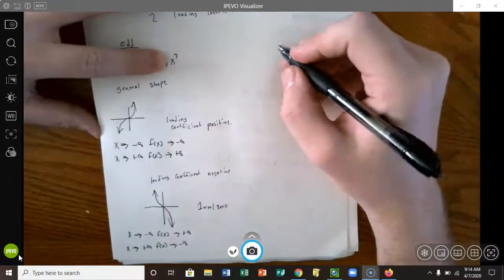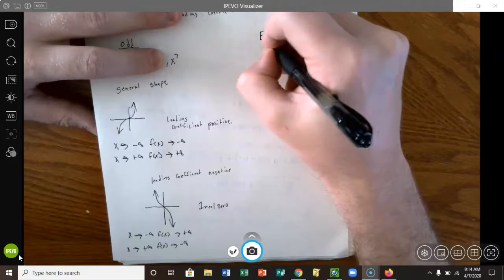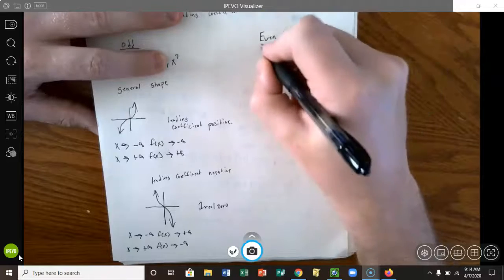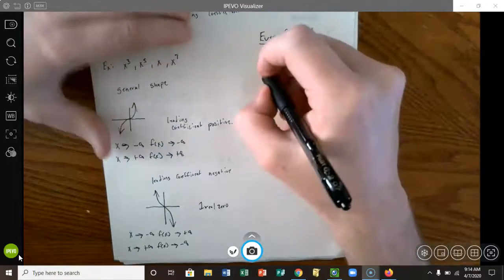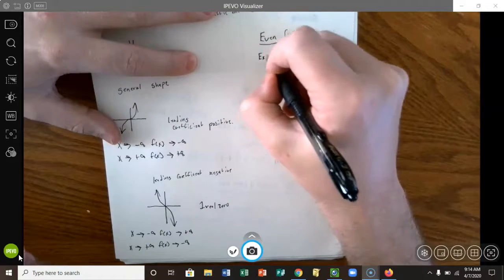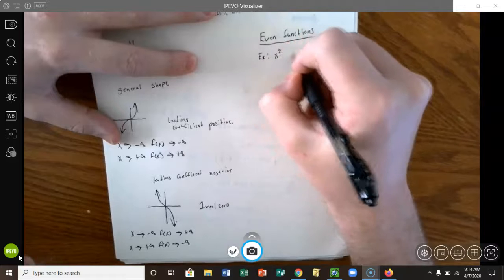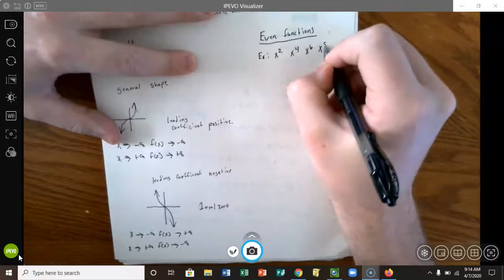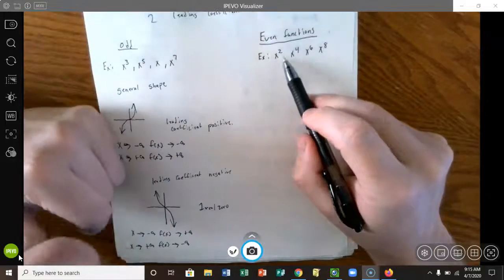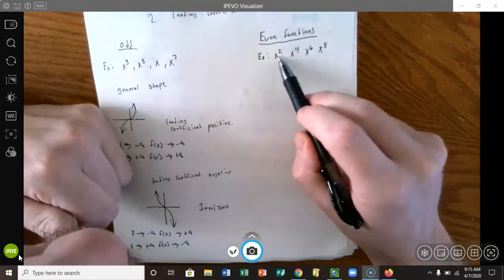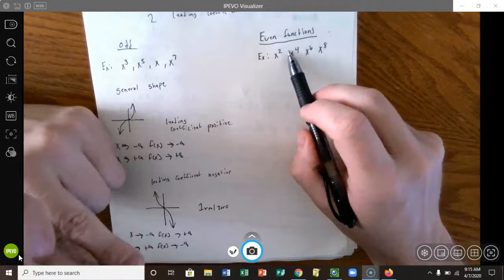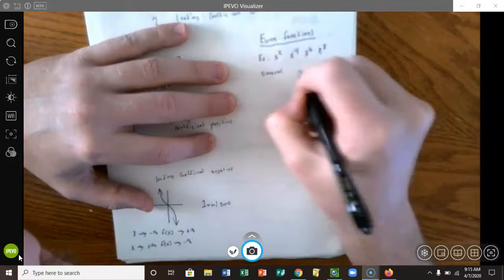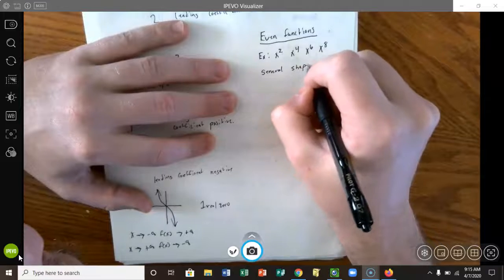Okay, so now let's look at even functions. Examples of even functions are x squared, x to the fourth, x to the sixth, and x to the eighth. And once again, these would be the degrees of our polynomial. So these would be the highest exponent that is present. What this does is it gives us a general shape that is parabolic.